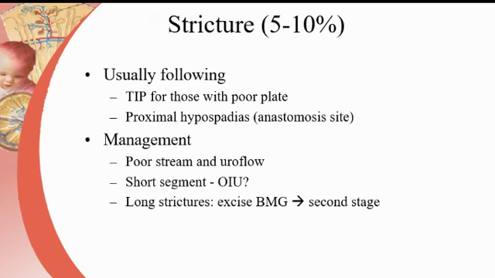Stricture of the urethra, particularly following a tip repair with those pore plate, or in those with proximal hypospadias, where the anastomotic site can develop a stricture. The management, if there is a poor stream and uroflow: if it is a short segment stricture, then you can do an OIU. If it's a long stricture, again you have to excise the graft and then go for a second stage repair.